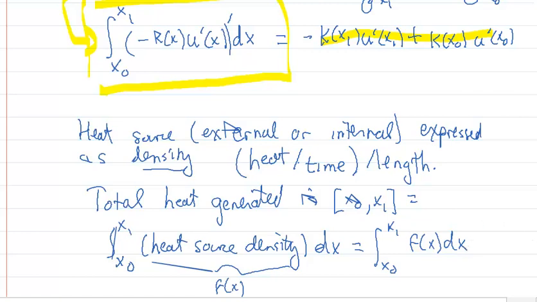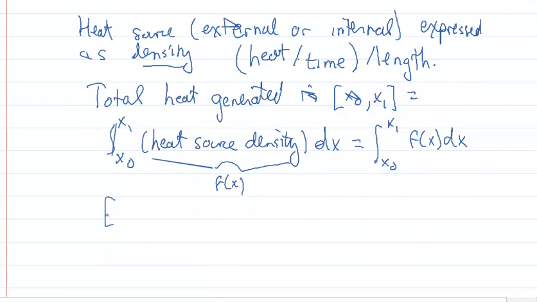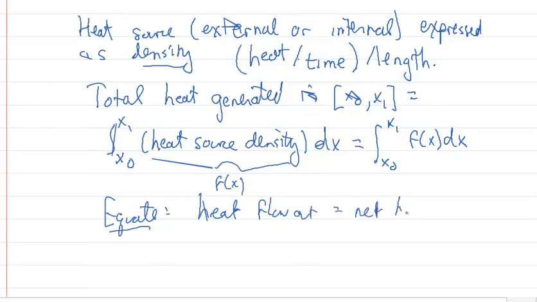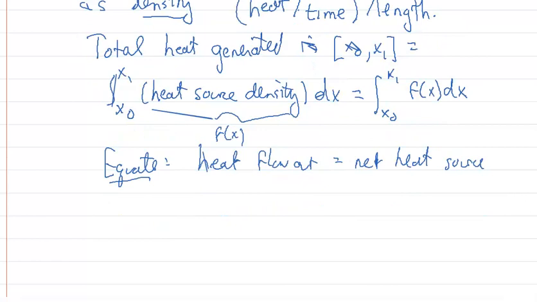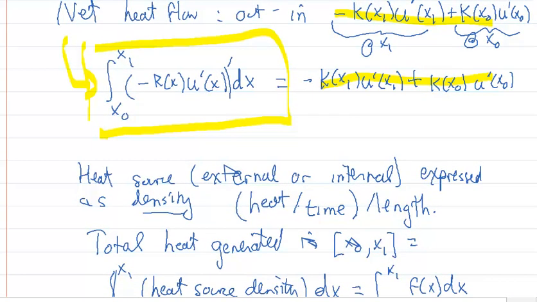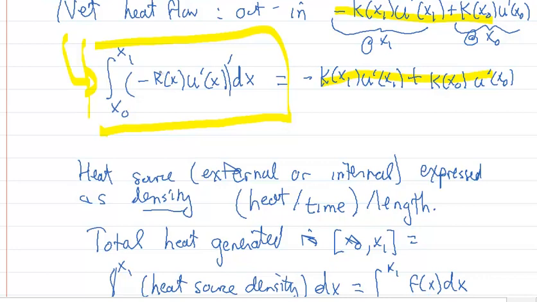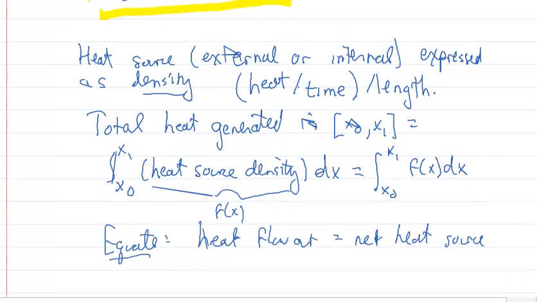All right? Now we need to equate the heat out with the heat source. So the heat flow out is equal to the net heat source. So we can set these two integrals equal, right? The first integral was the one in yellow, that's kappa, and the heat source integral was here.